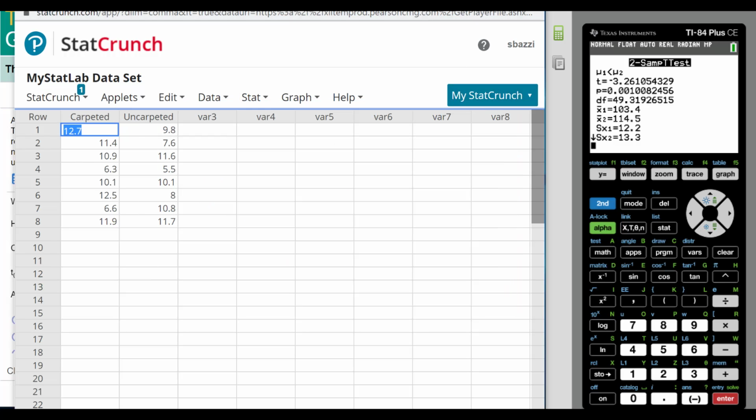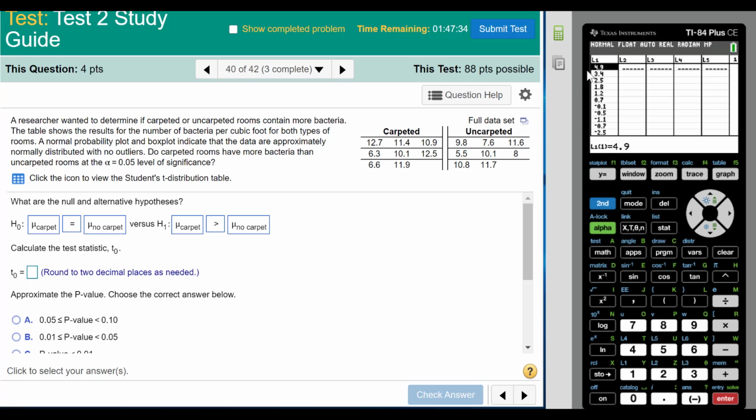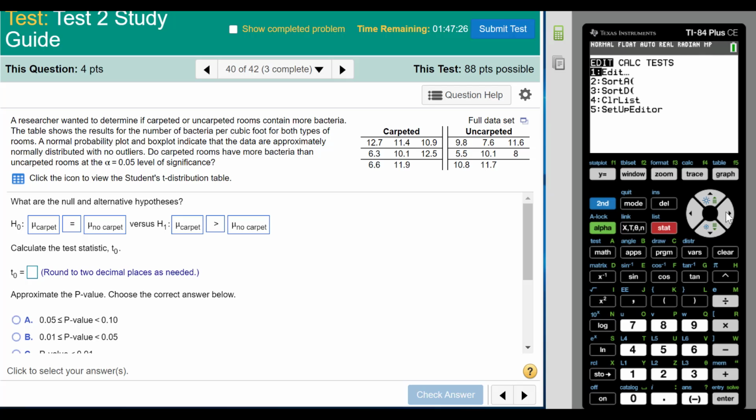Which is more than alpha, so you fail to reject the null hypothesis. How do you do this on the calculator? This is what you can do. Stat, enter. You enter the carpeted information in L1, and you enter the uncarpeted information in L2, and then you go to stat, tests, two sample t-test. Sorry, I skipped it.